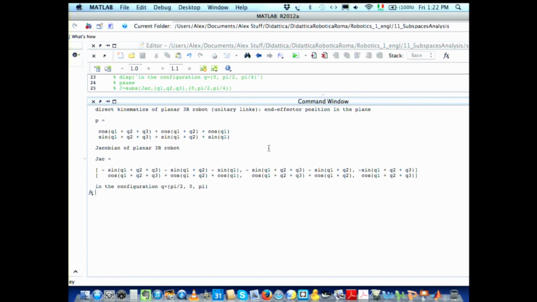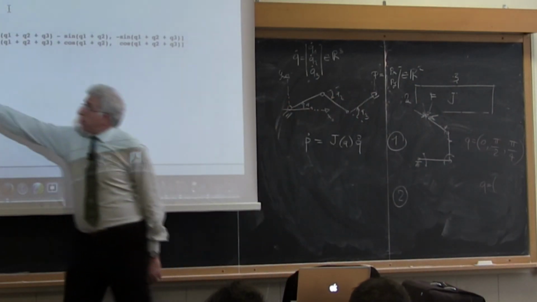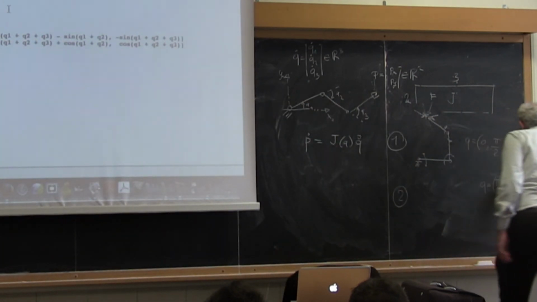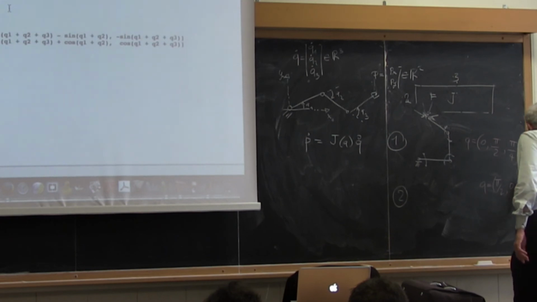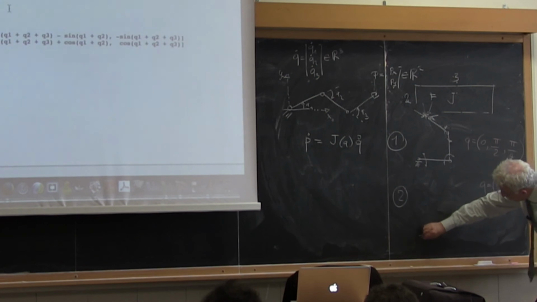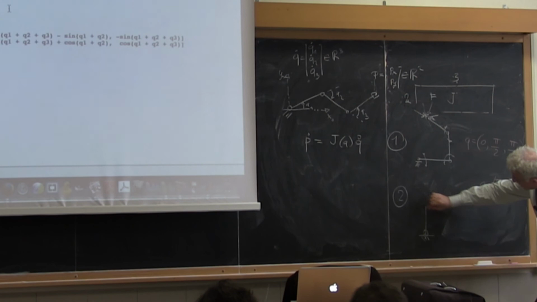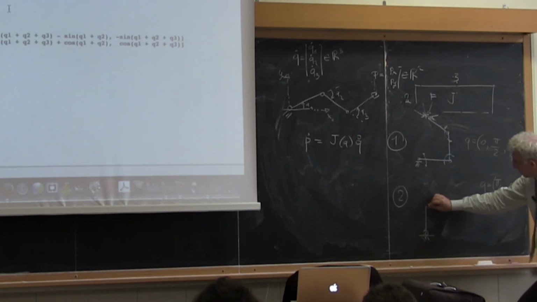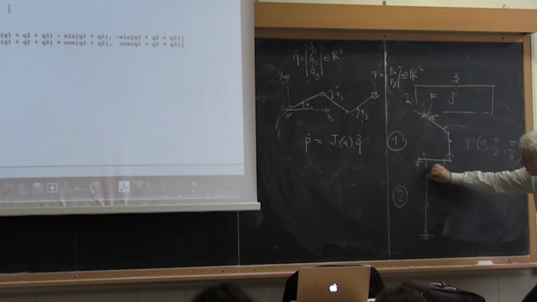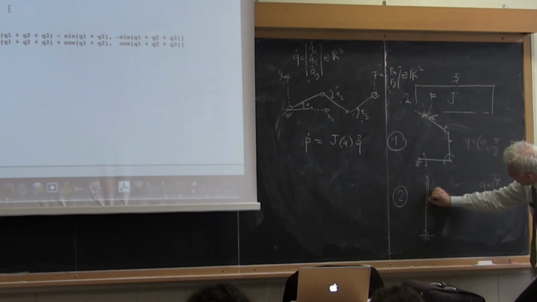It's Q equal pi over 2, 0, pi, which means that I'm starting from here. So I'm rotating by 90 degrees the first link. Then I have the second link straight. And then I flip over the third link and I come back like this.